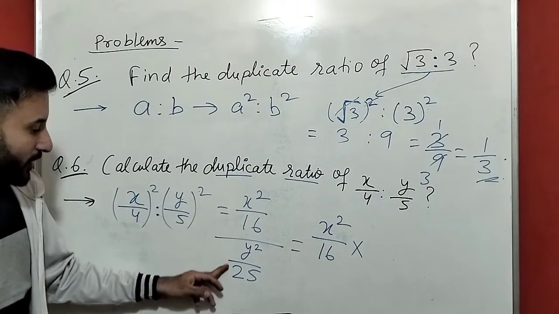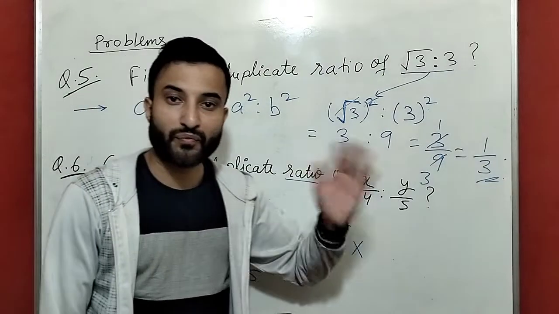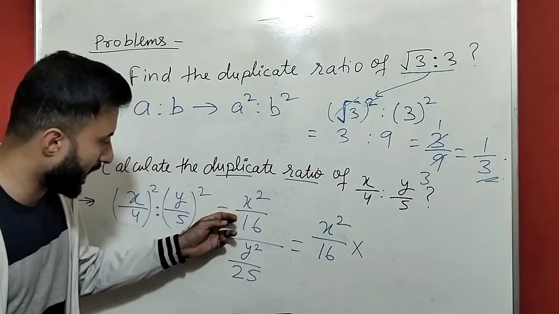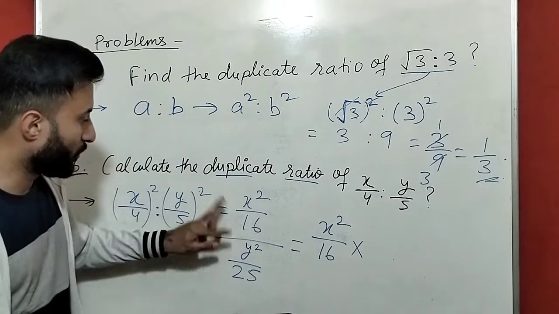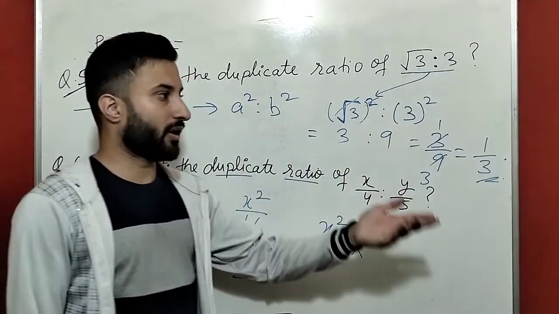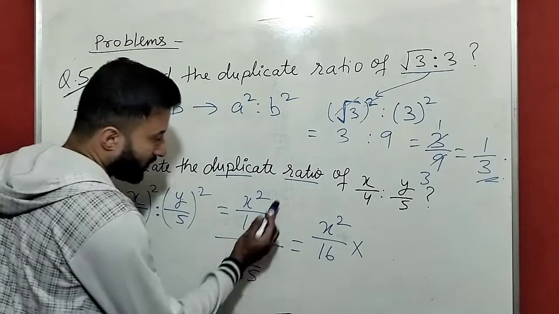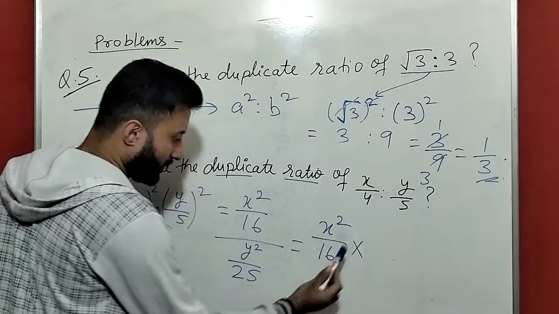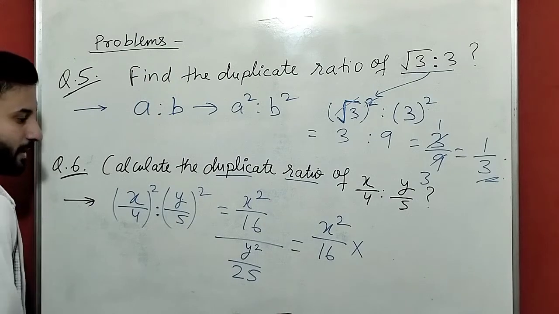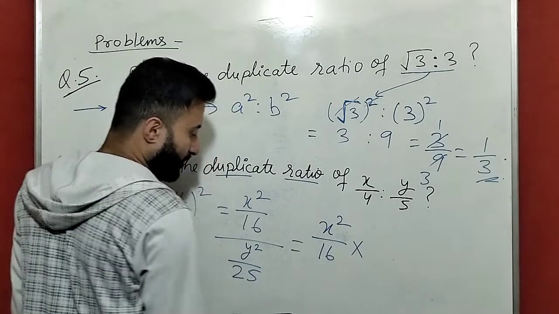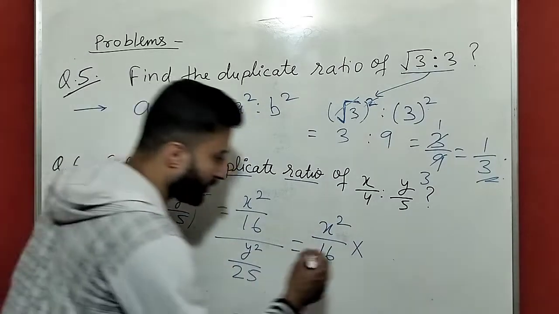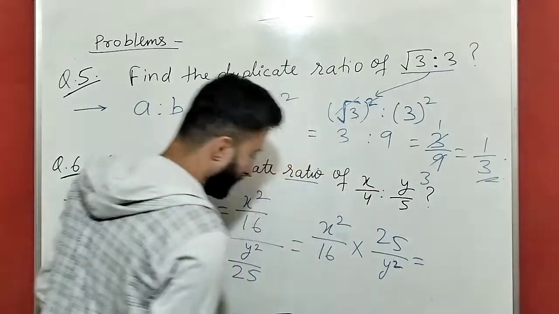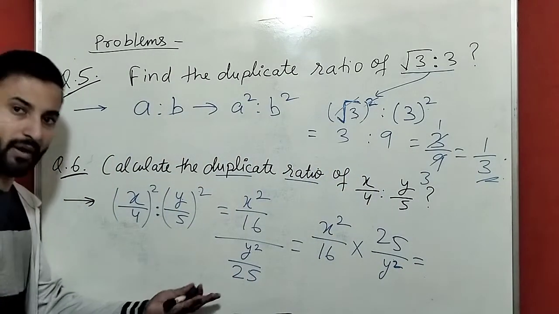When the numerator and denominator are both fractions, we write the numerator as it is, remove the division sign and put a multiplication sign, and the denominator becomes its reciprocal. So y square by 25, its reciprocal is 25 by y square.